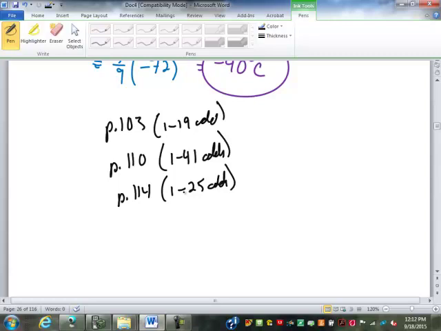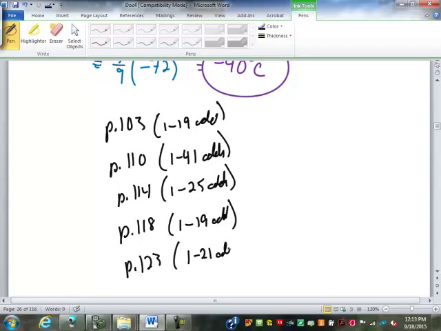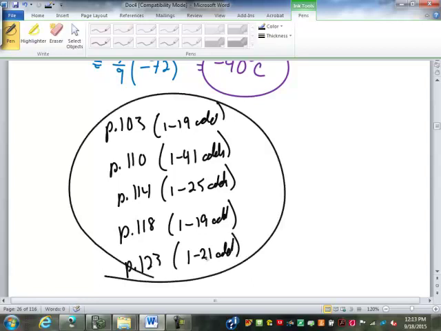Next week I plan on playing it by ear, by the way, with the test. If we have some time after the test, at the end of the first hour we'll decide whether we're just going to do the test and call it good, or if we're going to try to lecture some more on the apothecary units and temperature then. Page 118, 1 through 19, the odds. And page 123, 1 through 21, the odds. If you have the assignment sheet printed off from Blackboard, it's basically everything that's left in Unit 2.